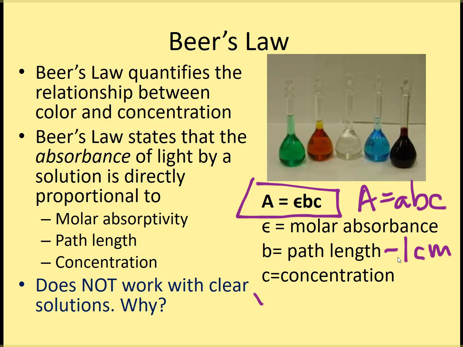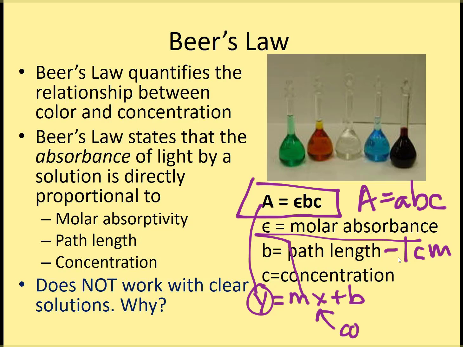If this is set up according to the y = mx + b line, if you put absorbance on the y-axis, your slope is going to be that molar absorbance right there. And then on x, that will be your concentration. As for the y-intercept b, if you always start with your line at 0, then you can just ignore that part of the equation. So again, absorbance is going to be on the y-axis, concentration is going to be on the x-axis, and the slope is that molar absorbance.